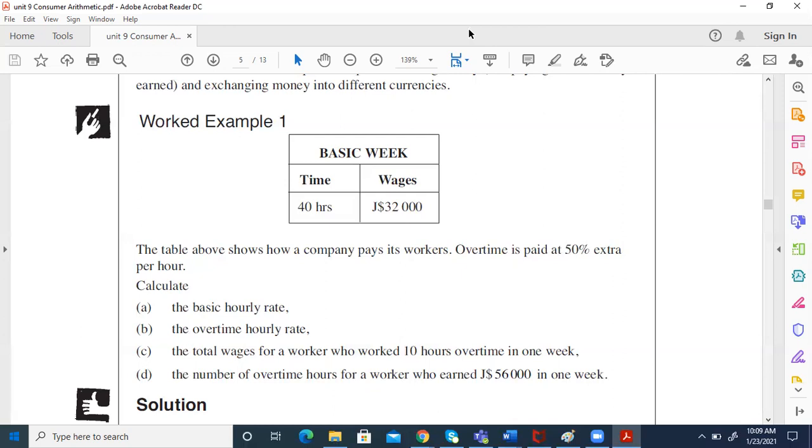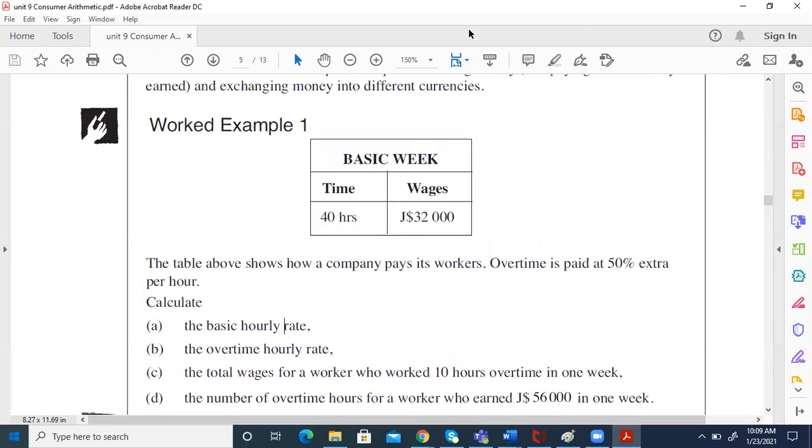Yes, sir. The next one asks for the number of overtime hours for a worker who earns $56,000 in one week. What do you think that works out to? So you first subtract the 40-hour wage from that 56,000. Say the 56,000 minus the 32,000. Come on, calculator. You get 24,000. So for the extra time, you would have gotten 24,000.